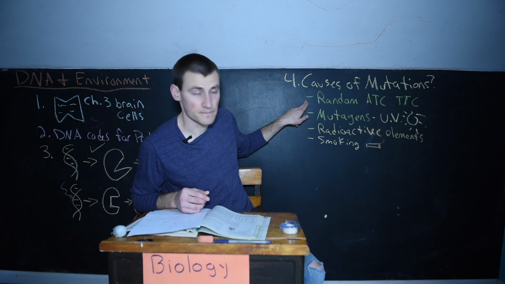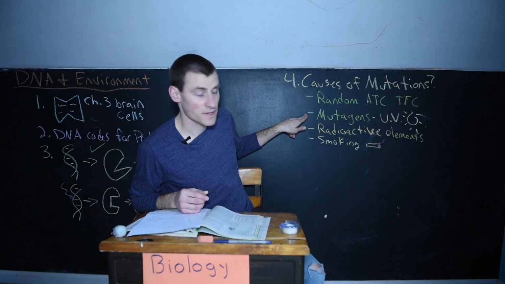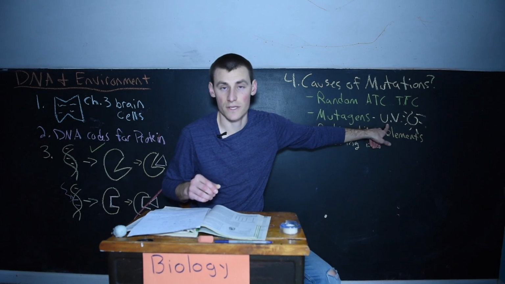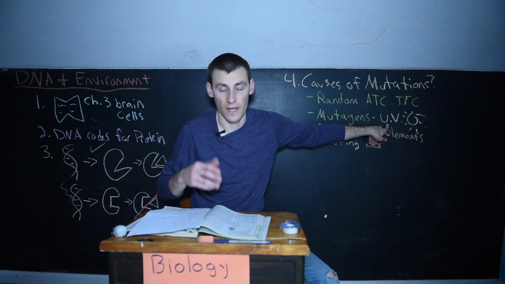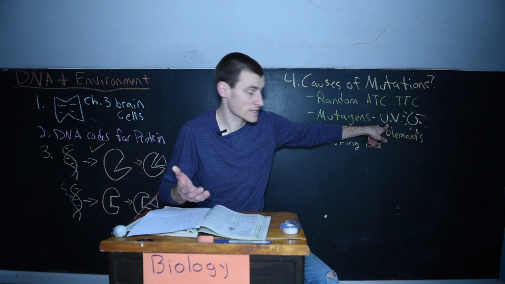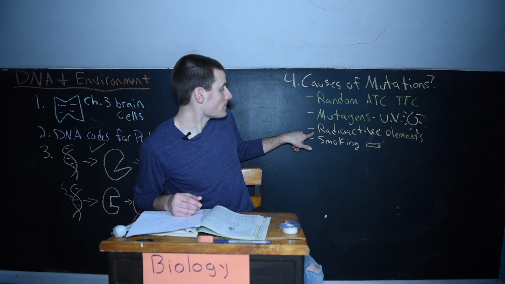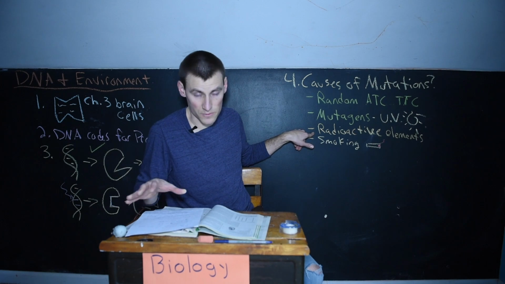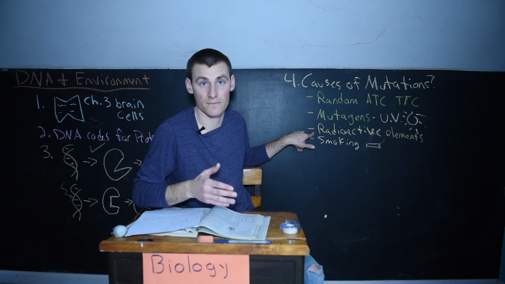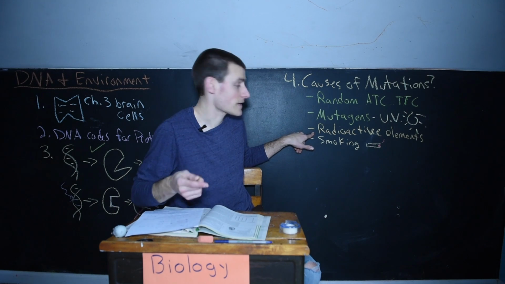So sometimes they're random. Sometimes they're caused by these things called mutagens. For example, the most common one that you're used to hearing about is UV radiation, right? Going out laying and getting a tan, staying out there too long, can cause skin cancer. It messes with the DNA, which messes with the protein, potentially messing up your DNA's ability to copy, mitosis, and then leading to cancer.